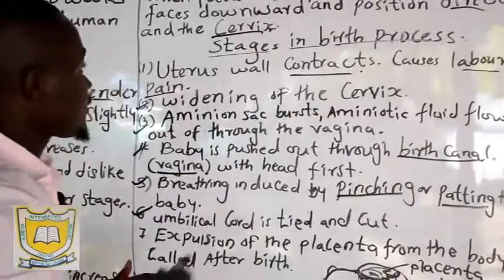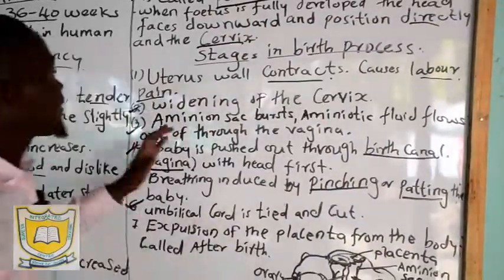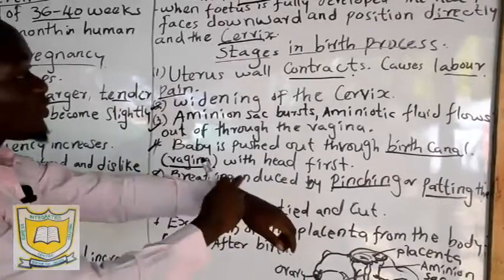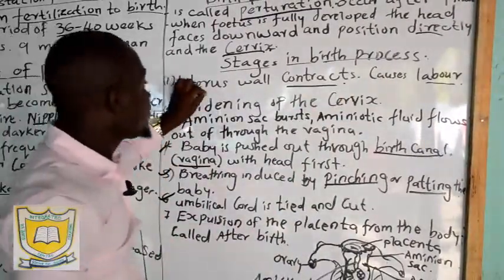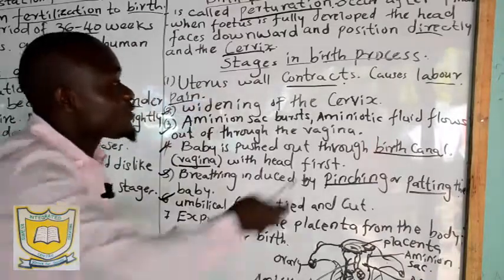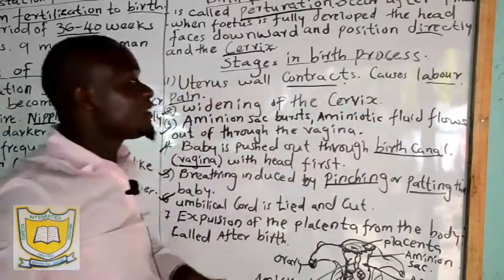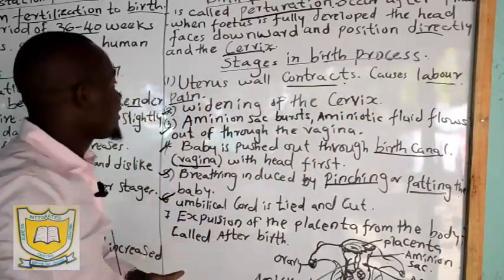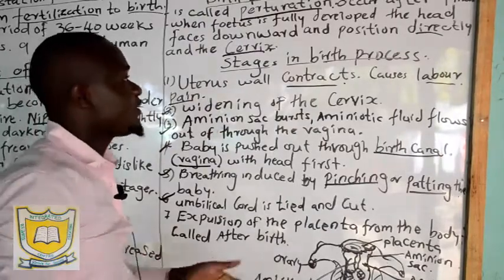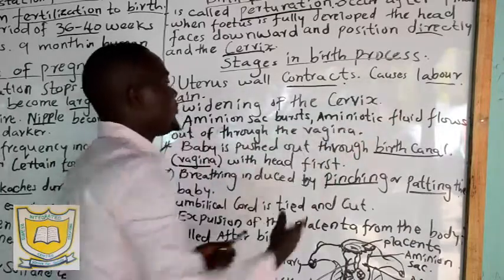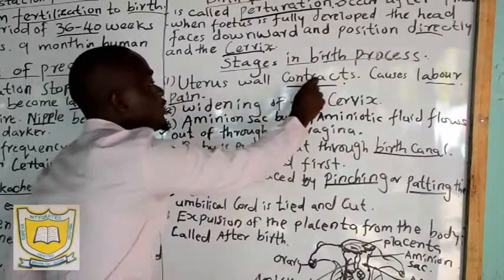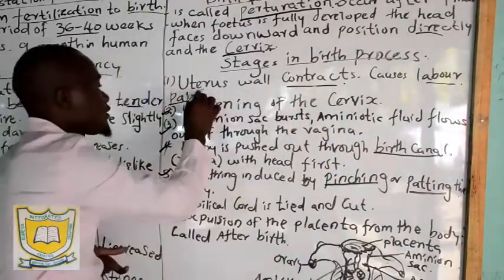Let's look at the stages in the birth process. We said number 1 is the uterus wall contracts and causes labor pain. I repeat, the uterus wall contracting causes what we call labor pain. So mothers who want to give birth feel pain. She can even say, no, I don't want to see anybody, because of that labor pain. And the labor pain is caused by the contraction of the uterus wall.